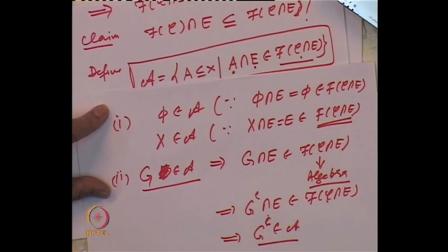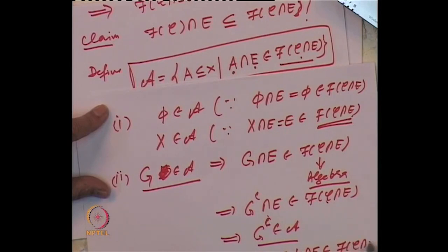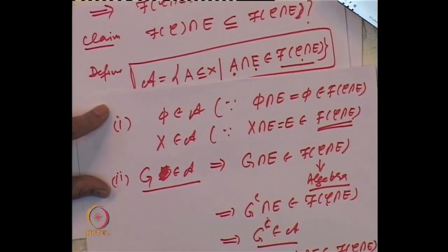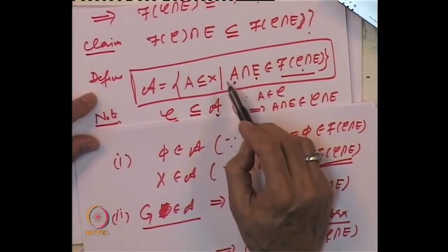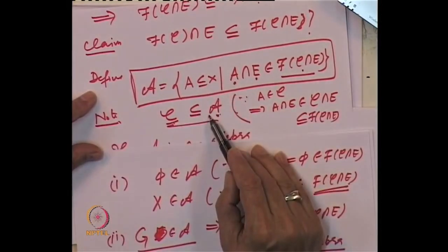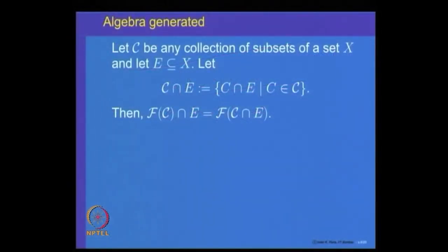And finally, let us conclude that if G and H belong to A, that implies G intersection E and H intersection E belong to F of C intersection E, and that implies G intersection H intersection E belongs to F of C intersection E, once again by the fact that this is an algebra. So, the collection A of subsets of X is an algebra, includes C, so that must include F of C, and that proves the theorem that the algebra generated by a collection C, that is F of C, when restricted to the set E is the same as first restricting the collection by which you are generating and then generating.